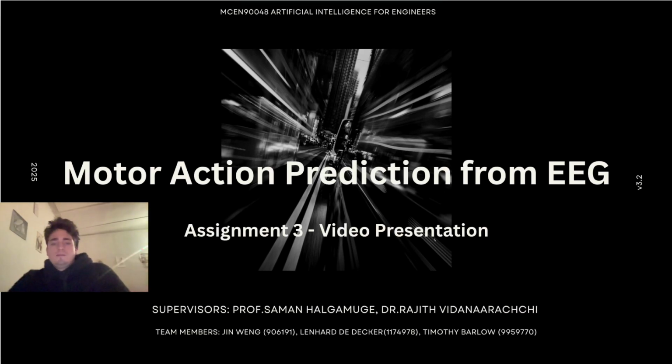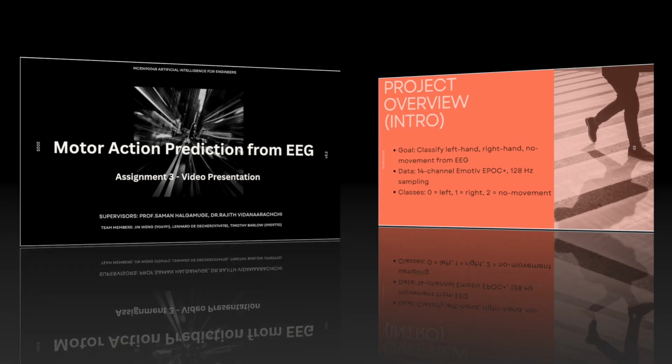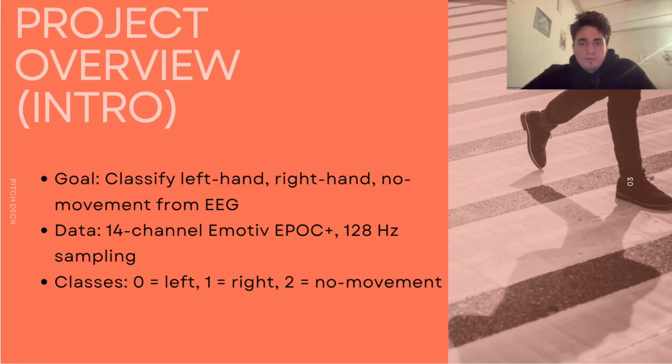This video is for Assignment 3, Group 9, AI for Engineers. We are doing the motor action prediction from EEG data task, which involves using EEG data to classify various motor skills as performed by some participants.